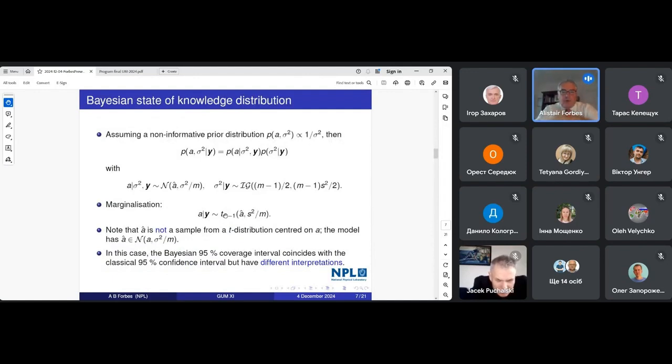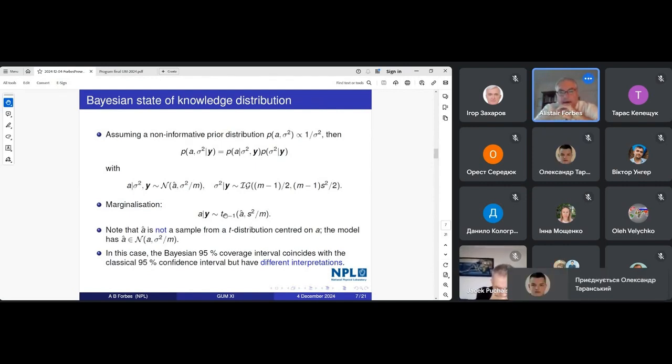The Bayesian approach requires us to assign prior distributions, but we can do so in a way that's non-informative. And on the basis of those prior distributions and applying Bayes' theorem, we get a posterior distribution for the things of interest, A and sigma squared. And we can factor this posterior distribution with a posterior distribution for A, given sigma squared, and that is a Gaussian distribution. And we've got a factor which is sigma squared given Y, which is an inverse gamma distribution. And when you stick those two together and integrate out the dependence on sigma squared, we end up with a t distribution, a state of knowledge distribution for A.